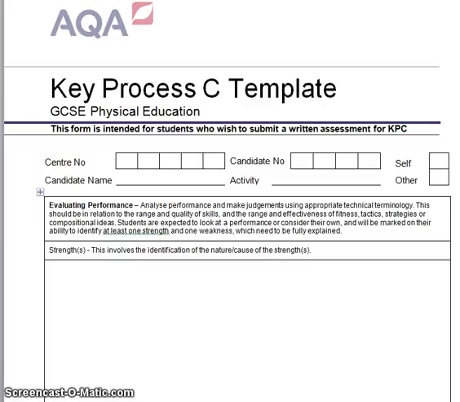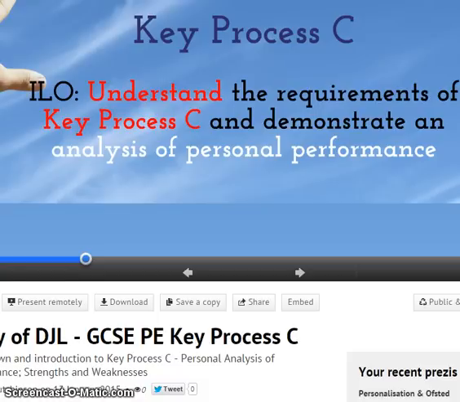So the basic principles of your key process is that you're trying to identify the strengths and weaknesses of your own performance or somebody else's, and you are trying to make comments and review what is good and bad about it. It's then looking at how you can make these things better and coming up with a little plan of what you need to do in order to make it better in the future.